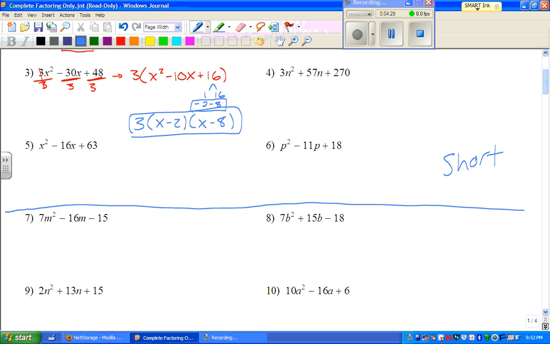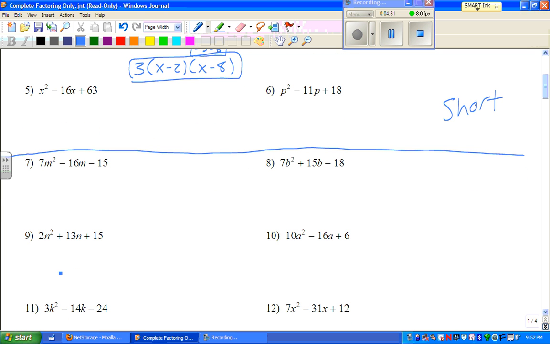Okay, now let's jump down to number 9. I have a 2 next to my quadratic term. But if you notice, these numbers are not all divisible by 2, so you cannot factor out a 2. So since I can't get rid of this 2, there's a different method. It's called the long method. Alright, now we've done this before, so make sure we're very careful when we follow along.